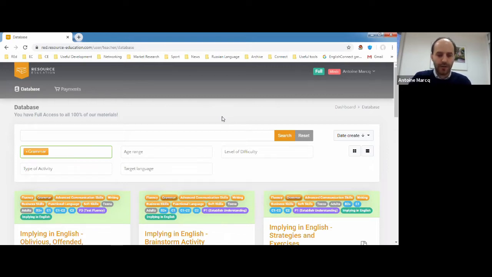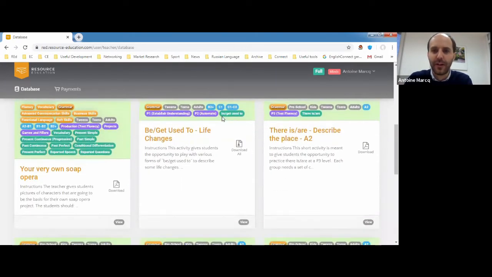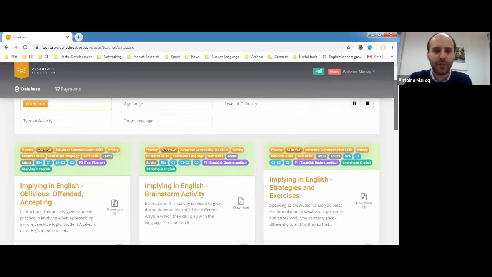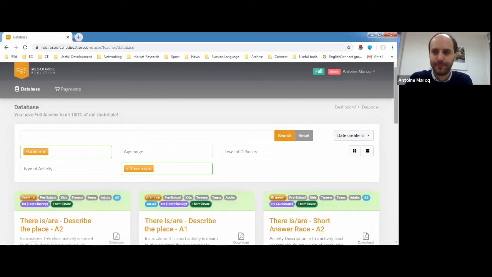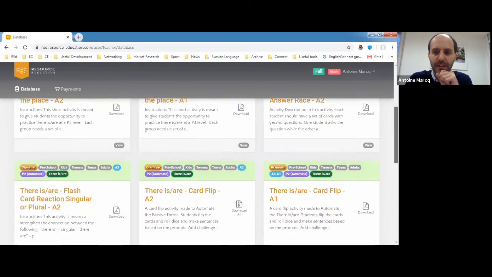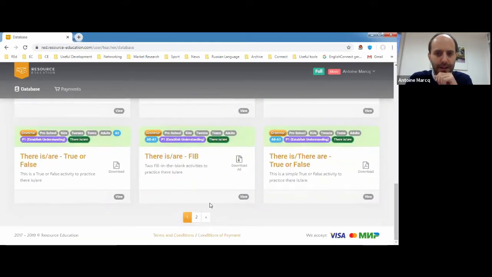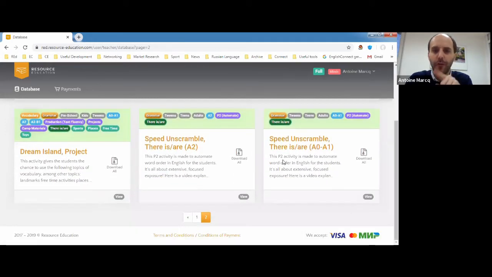there is, there are. So this is low level materials. There is, there are, as you can see here, you can find it easily by selecting grammar, for instance. You'll also find there is, there are in your target language. There we go. So let me show you everything for there is, there are, because last week I got a lot of requests for that. So what do we have for there is, there are? First of all, we have two speed unscramble activities for low level, A0, A1, and A2.